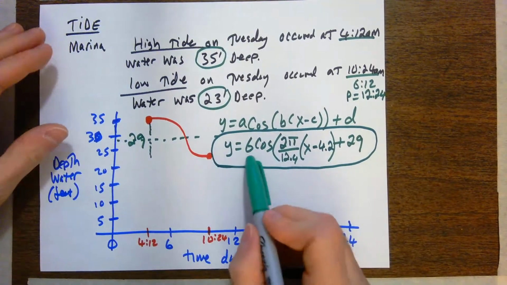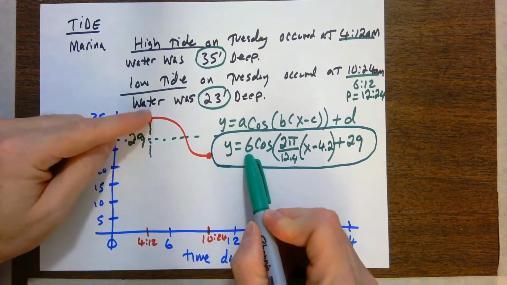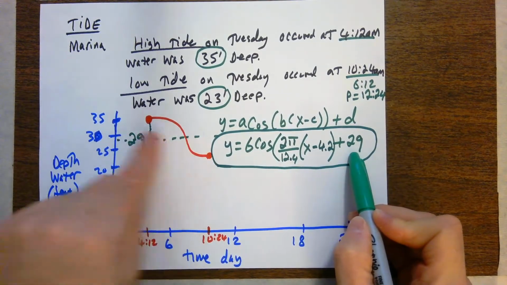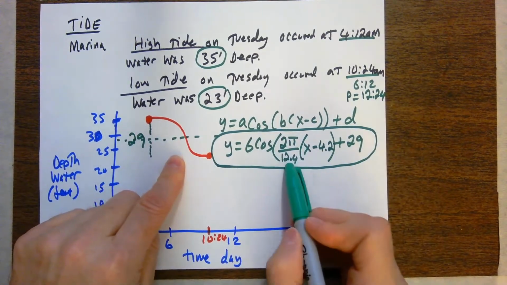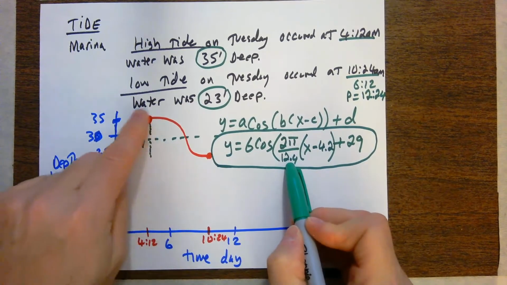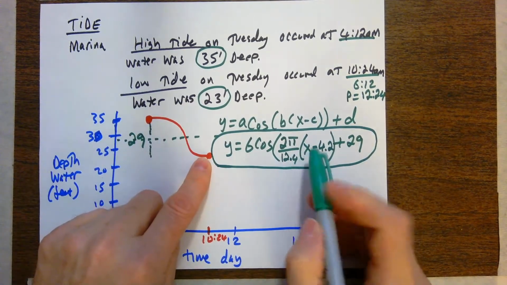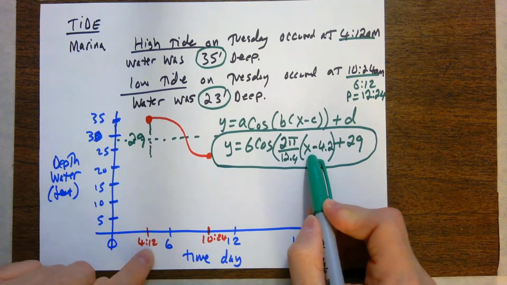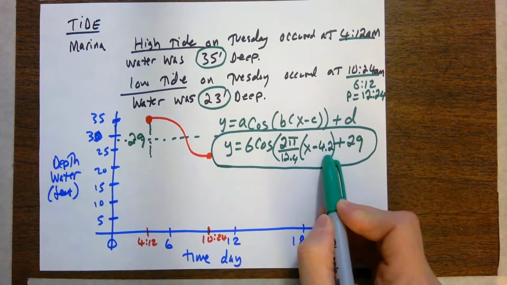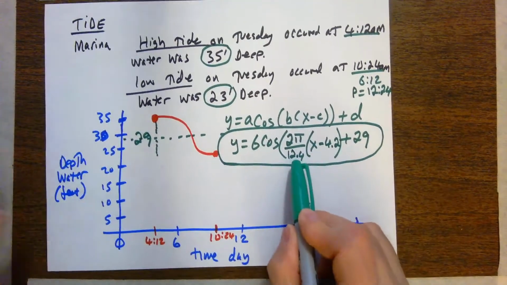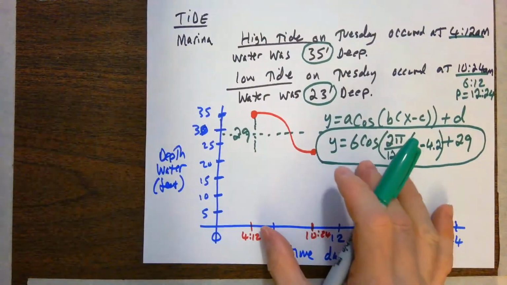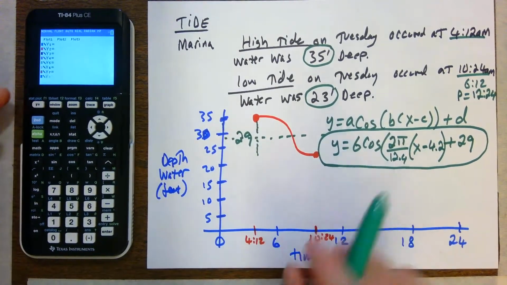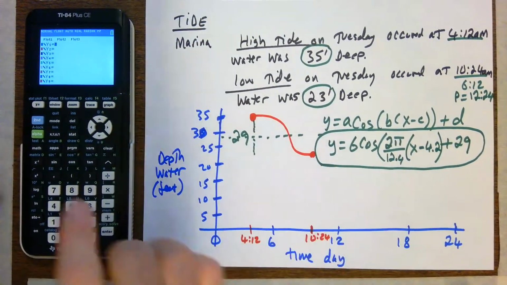All right, 6 is the amplitude, how far above and below the center line of 29 I'm going. The period is 2 pi over b. The whole period is 12.4 hours. And cosine has a phase shift of 4 hours and 12 minutes, or 4.2 hours. There's the magic formula. All right, so now let's take that and answer some questions. So on our calculator, we're going to go to our y equals. We're going to type this in.